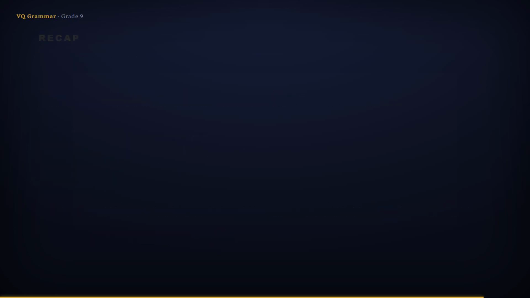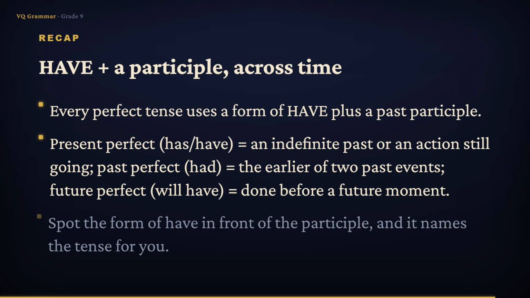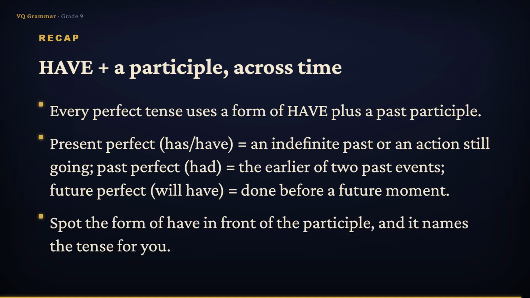She has lived. Let's gather up everything we learned. Every perfect tense is built the same way, a form of have plus a past participle. The present perfect uses has or have, and it names an action at some indefinite past time, or one that's still going on now. The past perfect uses had, and it marks the earlier of 2 past events, the one that finished first. And the future perfect uses will have, showing an action that will be complete before some future moment arrives. The shortcut for all 3 is the same. Find the form of have sitting in front of the participle, and it will name the tense for you.